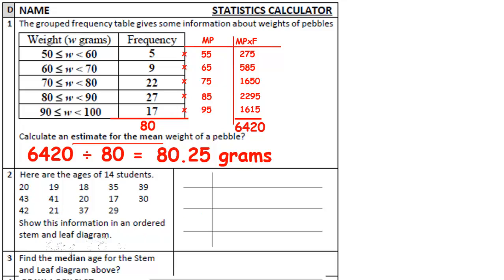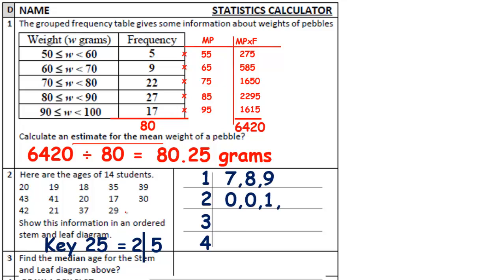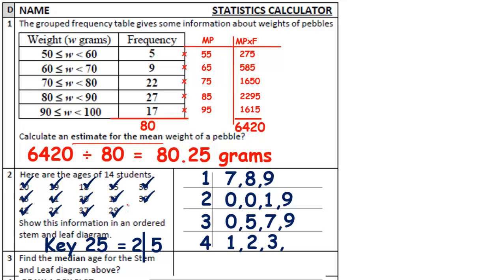Just as before, draw your key. That is always important. You've already picked up a mark. The biggest value is in the 40s, the smallest value is in the 10s. So my stem is going to go 1, 2, 3, 4, and I'm going to tick them off as I work through. By the end, I've ticked them all off, and I've got them all there. Now they've said they have 14 students. In part 3, they said work out the median.